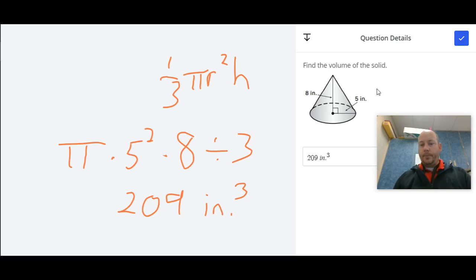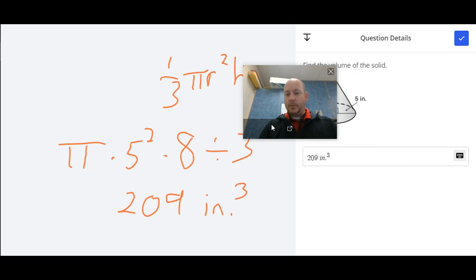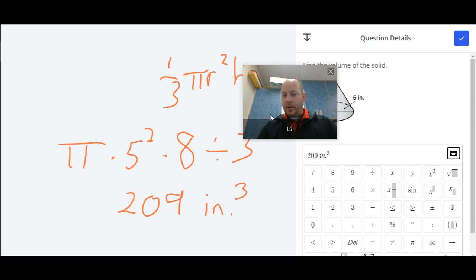If you're using this program here, right, your drop-down menu, the easiest way to do that is below the x squared, there's that x with the box. Click that, and that'll put your cursor up there. Or you can go Shift-6 on your keyboard.